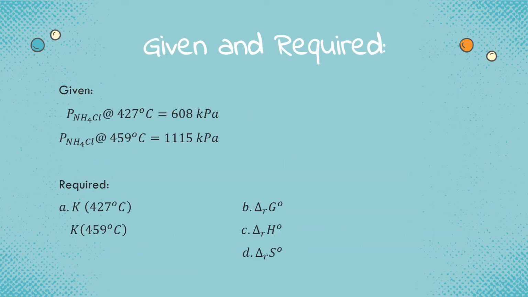For our given, the pressure of ammonium chloride at 427 degrees Celsius is 608 kilopascals, and at 459 degrees Celsius it is 1115 kilopascals. We need to find the equilibrium constant at 427 degrees Celsius and 459 degrees Celsius. We are also required to find the standard reaction Gibbs energy, the reaction enthalpy, and the standard reaction entropy.